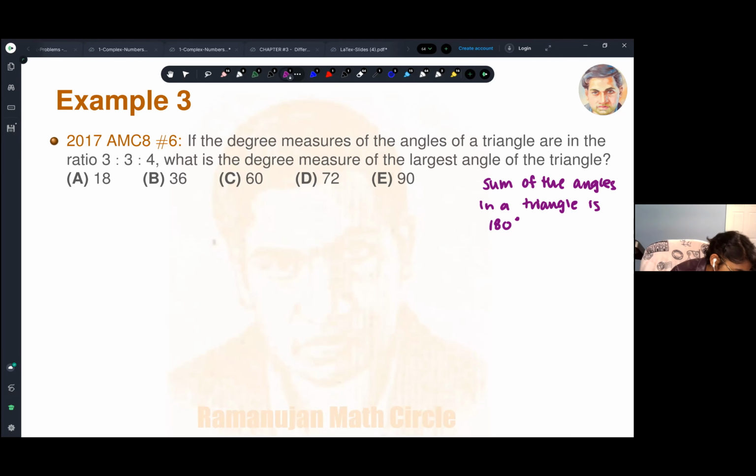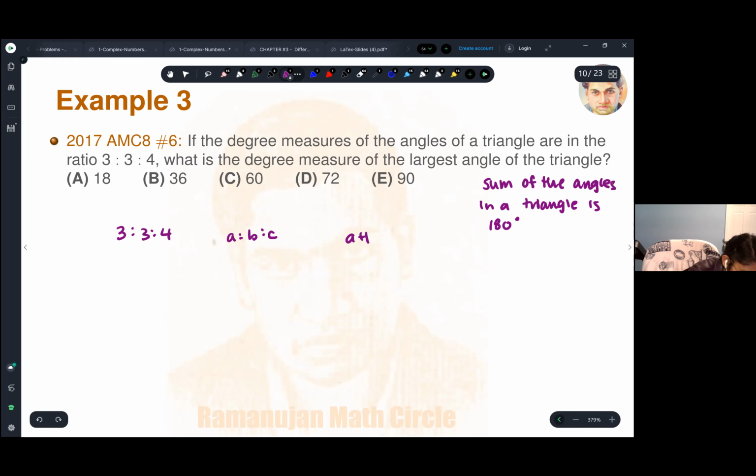Okay, so let's get into this question. So one thing we know is that we can write this out as fractions. Let's say 3 to 3 to 4 is proportional to A to B to C. And note that A plus B plus C is equal to 180.